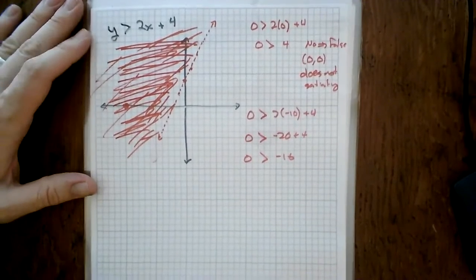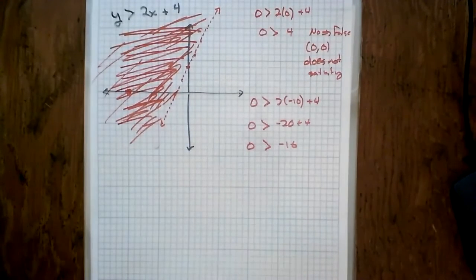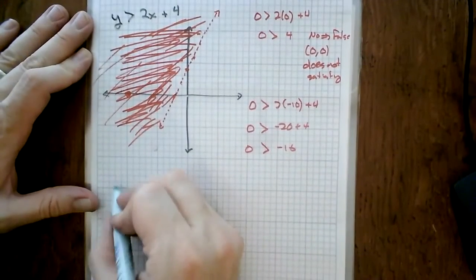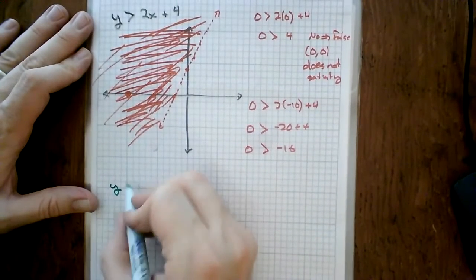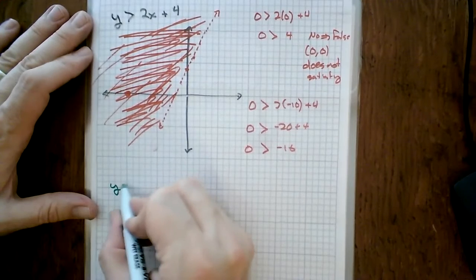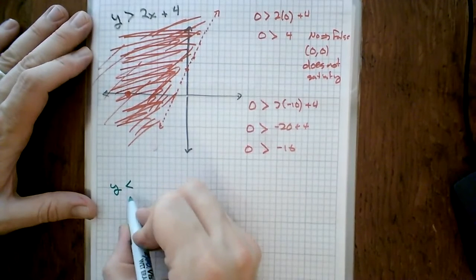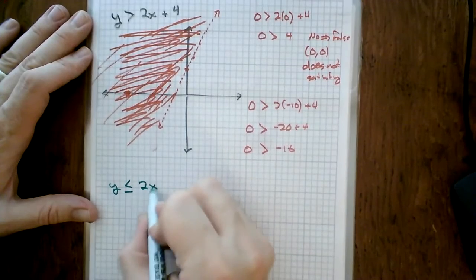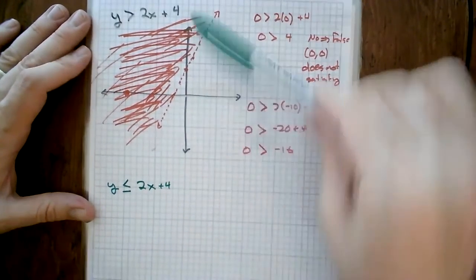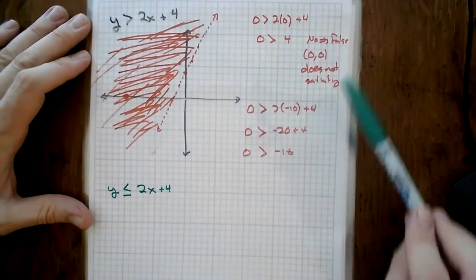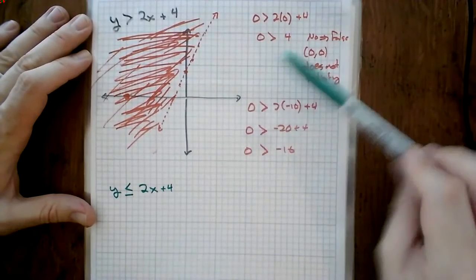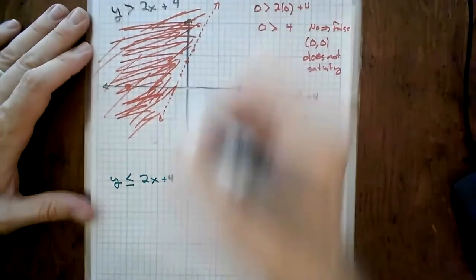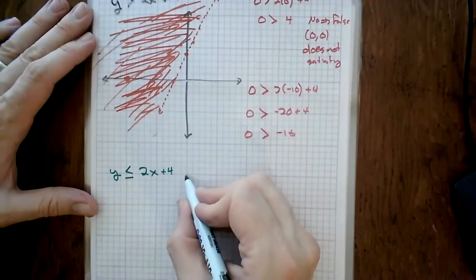Let's do another one. I'm going to take kind of the same line. Let's do y is less than or equal to 2x plus 4. So again, I'm keeping this same line. I'm just going to show you how the tests show us what we're solving for here, or what side we're shading.